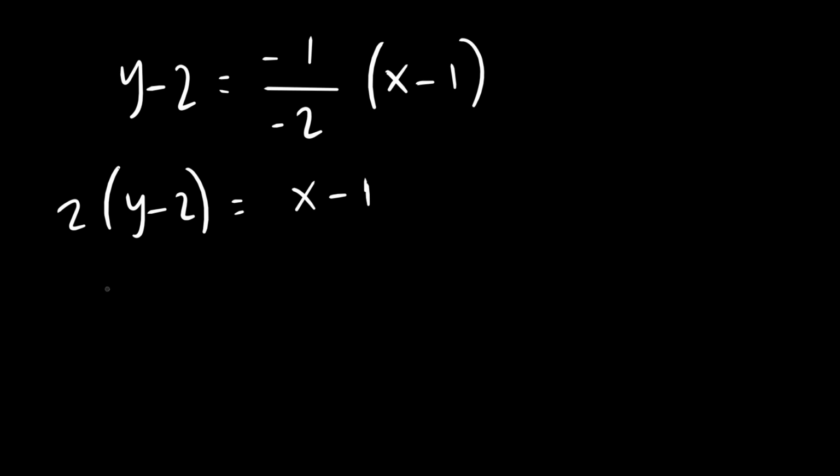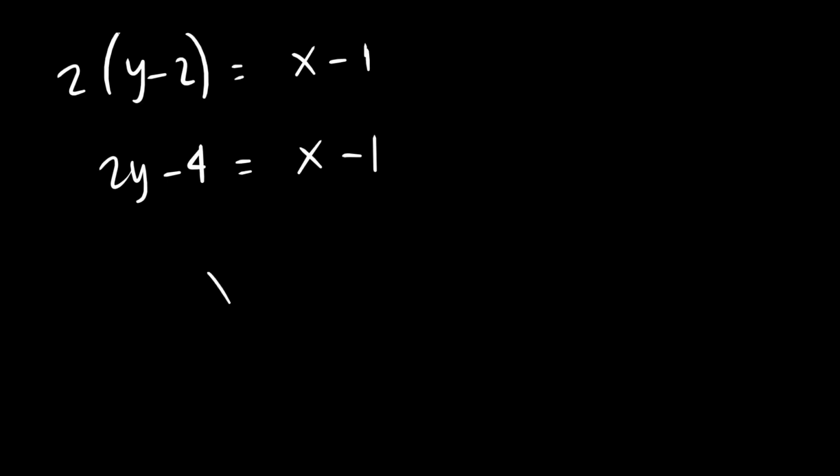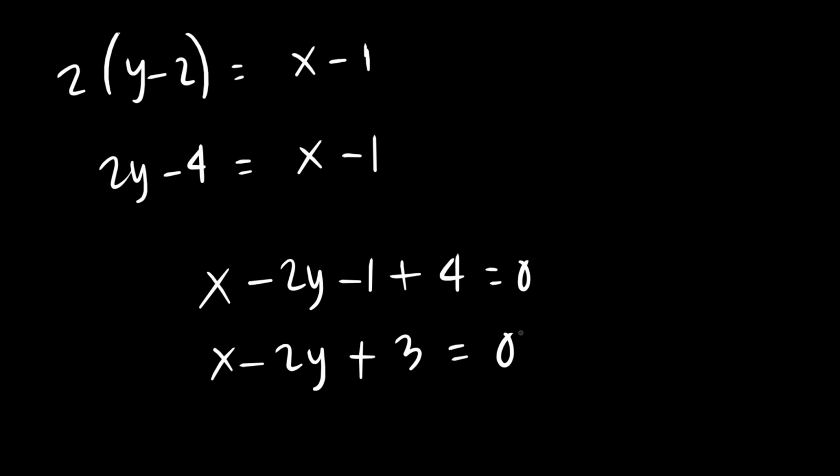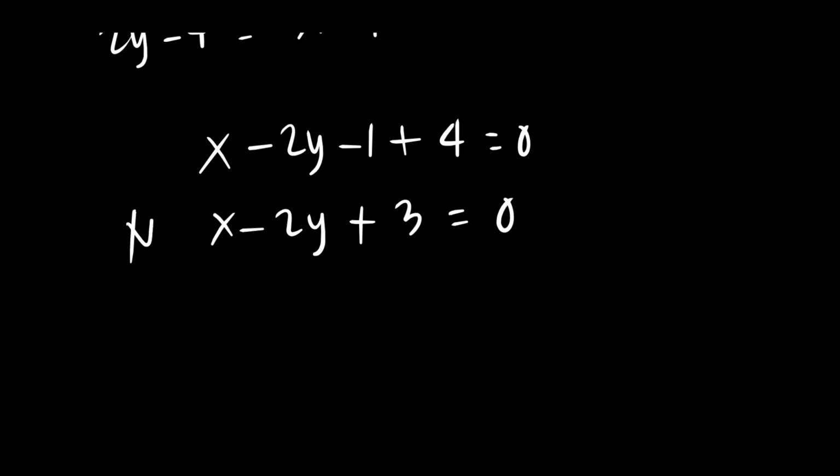So we have 2y minus 4 is equal to x minus 1. Further simplification, we have x minus 2y minus 1 plus 4 is equal to 0. So we have x minus 2y plus 3 is equal to 0. Let's recheck. So 2y minus 4. This is now our final answer.